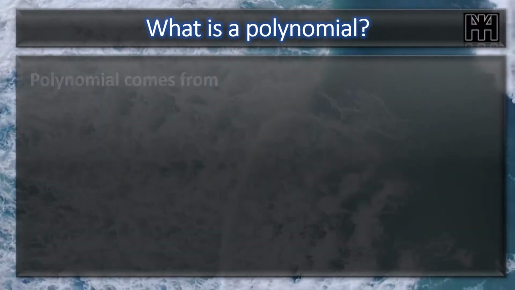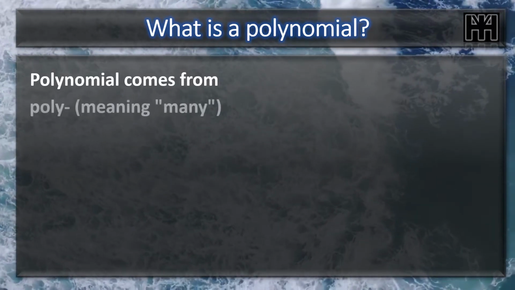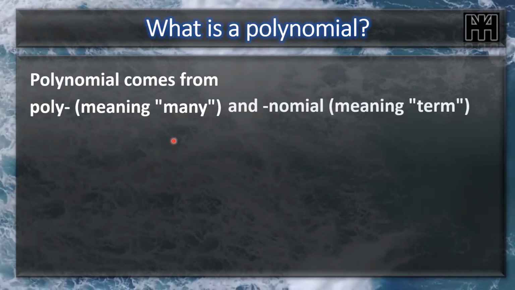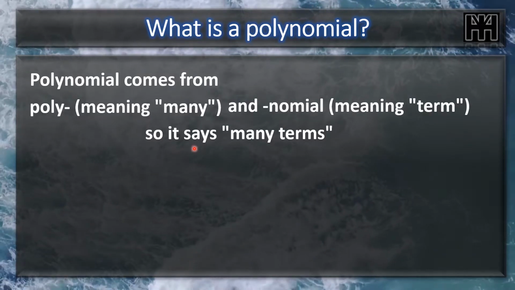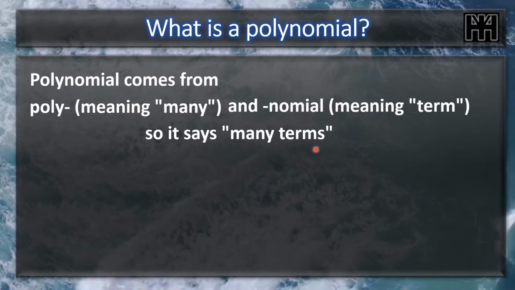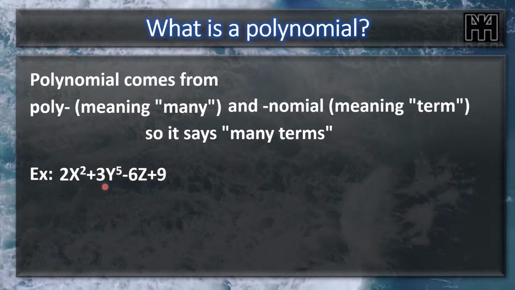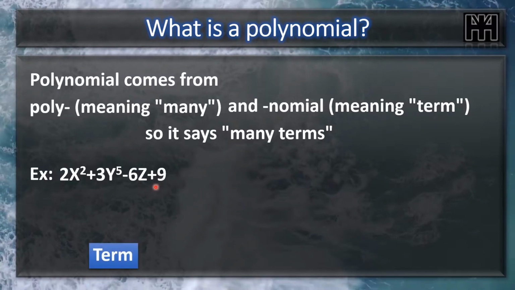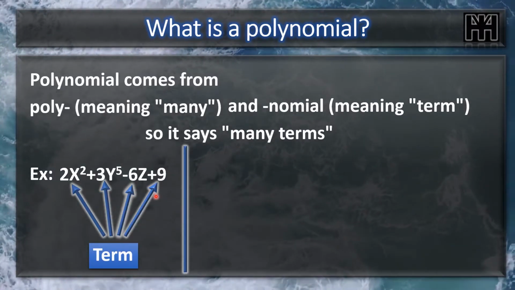What is a polynomial? Well, polynomial comes from two words, poly and nomial. Poly means many, and nomial in this case means term. So it says many terms. Example, we have 2x squared plus 3y power 5 minus 6z plus 9. It has four terms.